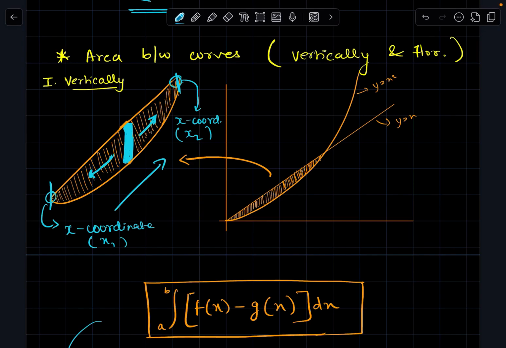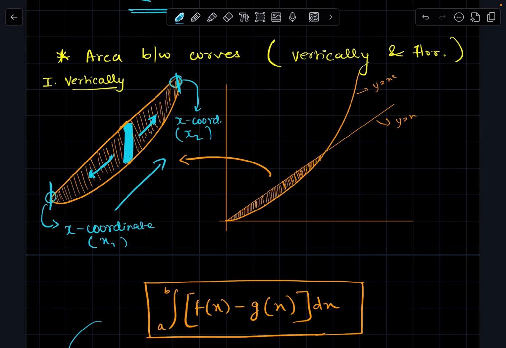Okay, so let's now talk about area between curves. We're going to take two conditions, vertically and horizontally, where vertically is about x coordinates while horizontally is all about y coordinates. So I have a graph here consisting of two equations in x, y is equal to x square and y is equal to x. These two curves intersect and have a region that's bounded by these two curves. That's how we say it in calculus.